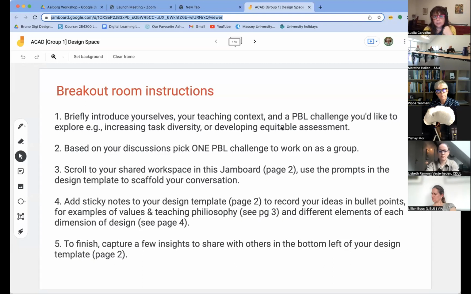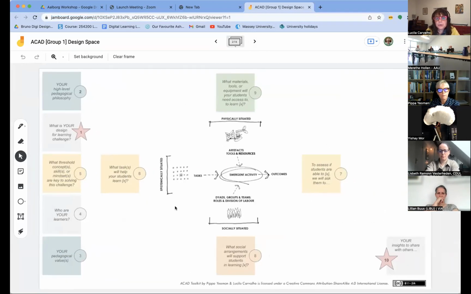As we share the link with you, the first page is just the instructions, just what you have to do. And here is your working space, and the numbers over here are what you have to follow. So you start on the star over here and you finish on the star over here, 1 to 10. Decide what your design challenge is, move on to the high level pedagogical philosophy, then your pedagogical values, who your learners are, etc.